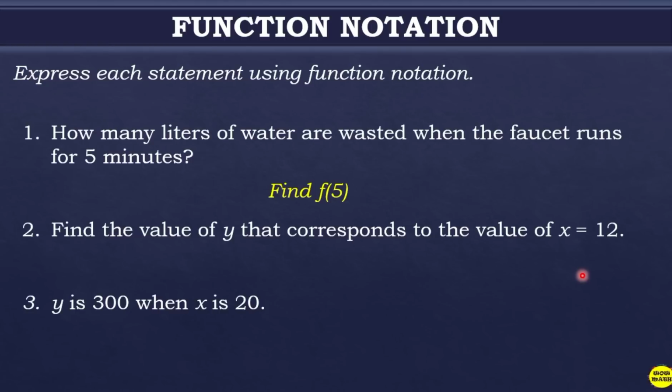Next, find the value of y that corresponds to the value of x is equal to 12. So, your x here is 12. So, that is find f of 12. Okay? So, this is our function notation. So, ito po yung tinatawag nating function notation. Next, y is 300 when x is 20. So, that is f of 20 is equal to 300. So, if x daw is 20, so ayan, nilagay natin siya dito, your y will become 300. Okay? So, this is how we express the given statements into function notation.